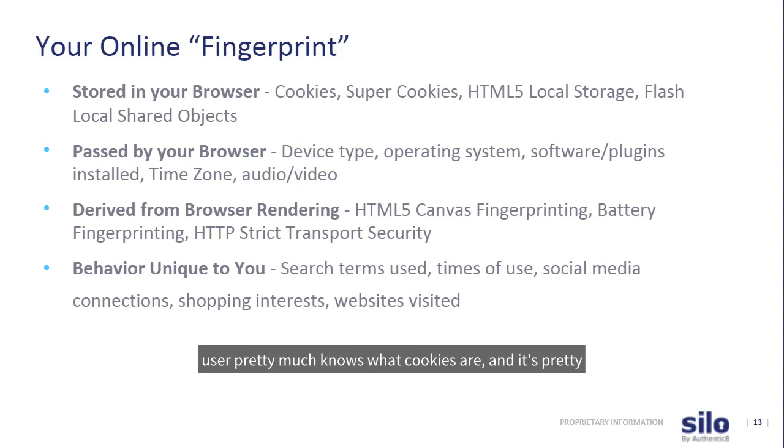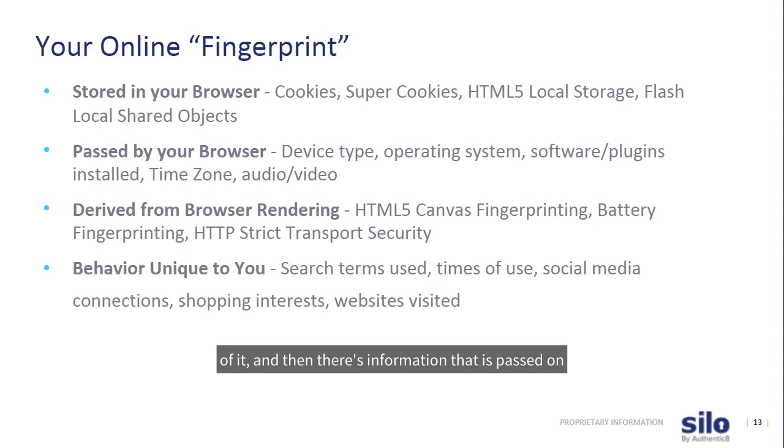Your everyday internet user pretty much knows what cookies are, and it's pretty easy to figure out how to clear them out. But a lot of people don't know about things like super cookies, HTML5 local storage, and Flash local shared objects, where they operate just like cookies, but they're hidden in locations that are much harder to find, and your everyday internet user is not going to know how to find those. And the point of those is to gather as much data as possible across multiple sessions. So not just when you're currently accessing the internet, they want to be able to gather, they crave this information. They want to be able to gather so much of it.